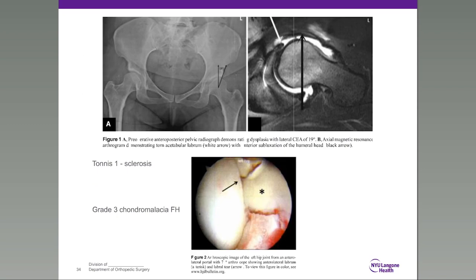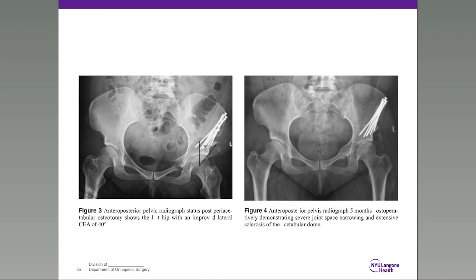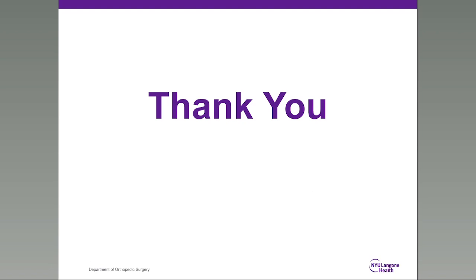What we saw at the time of surgery was some grade 3 chondromalacia of the femoral head. So in retrospect, I should have probably told the PAO surgeon that this may not be a good candidate. She was in her early 30s. The PAO went fine, but at 5 months, you can see degeneration of the joint. She went on to a hip replacement. So point being, you can do everything that your science tells you to do, and sometimes it doesn't work out. Thank you.